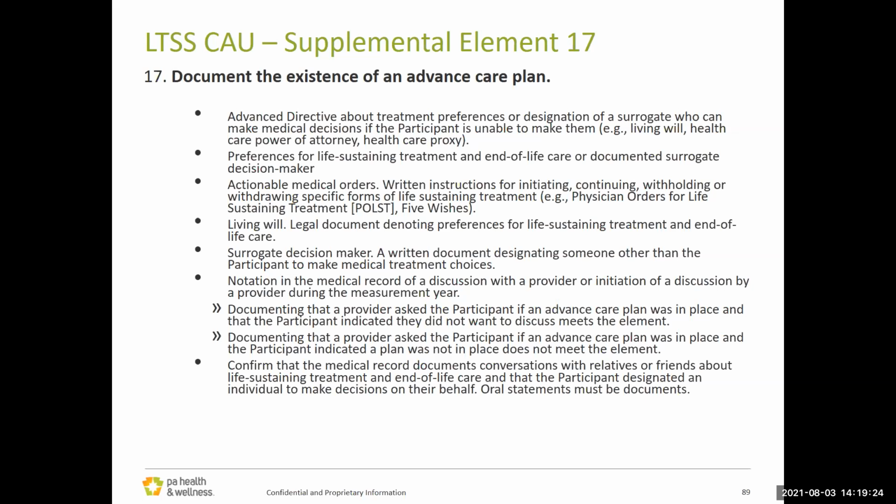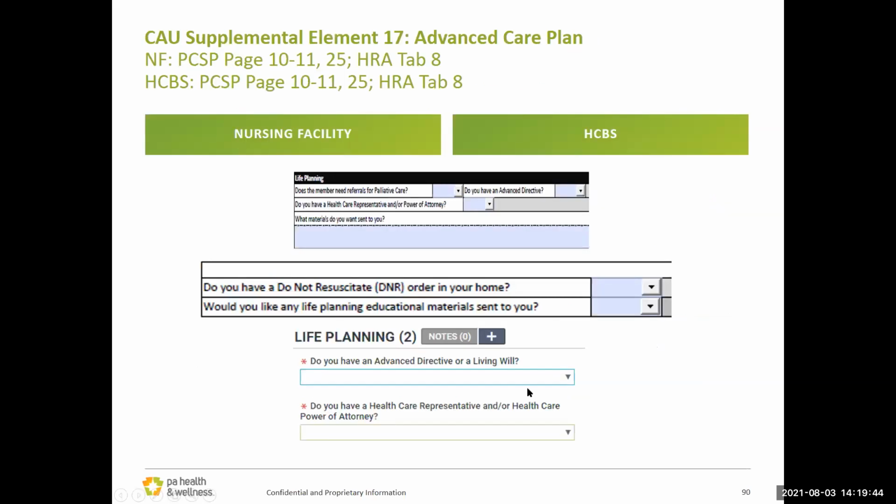All right, supplemental element 17. So this is in regards to the participant having an advanced care plan. Like, do they have an advanced directive? Do they have a living will? Do they have palliative care concerns? So all of this can be documented in the PCSP for both nursing facility and HCBS. It asks about the power of attorney, all in the same section, do not resuscitate. And then also for both HCBS and nursing facility, it's in the HRA under life planning.